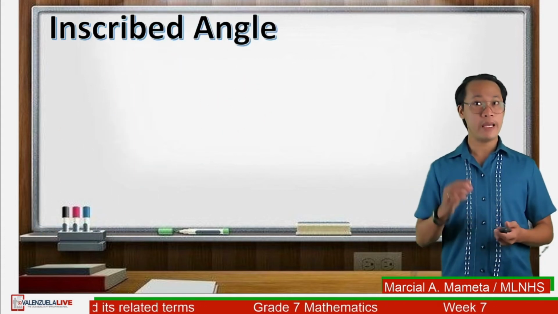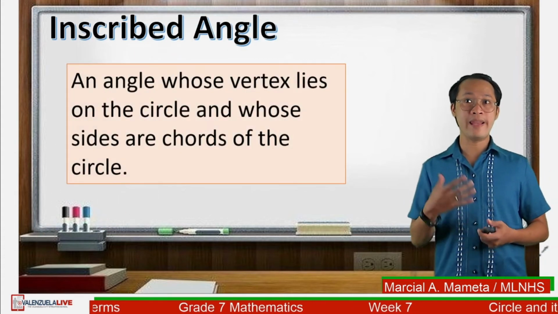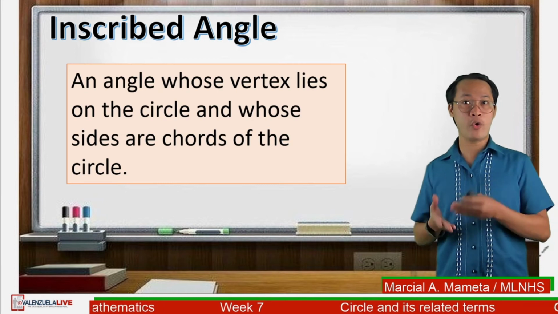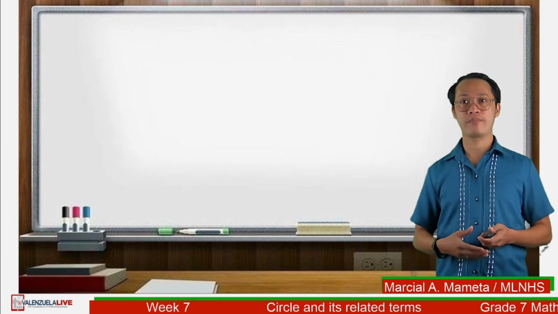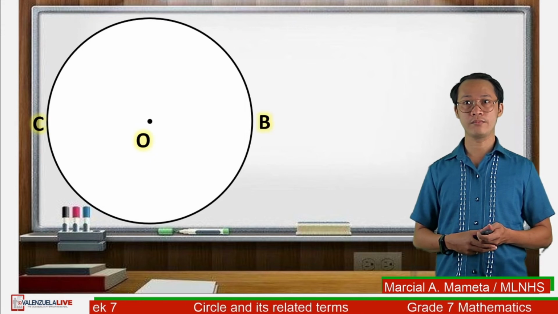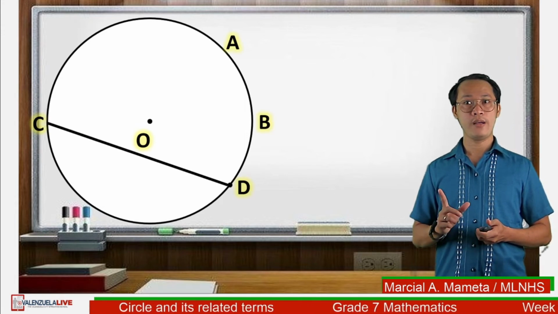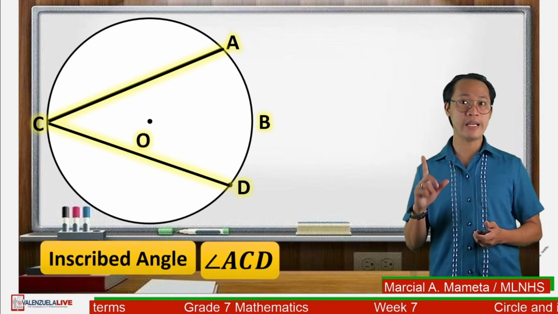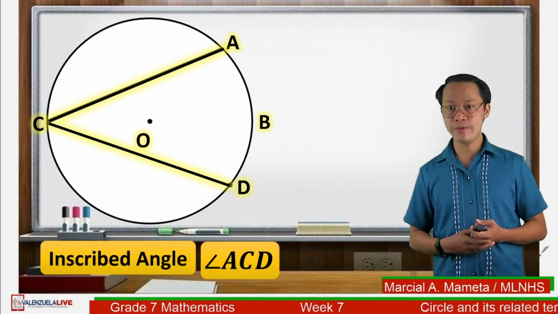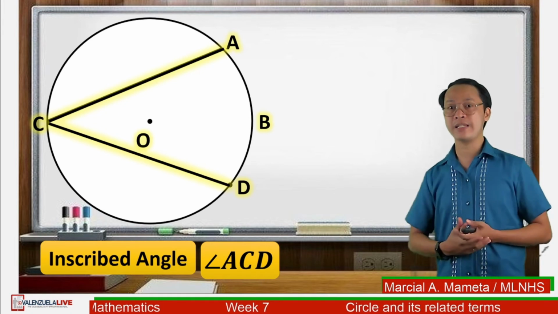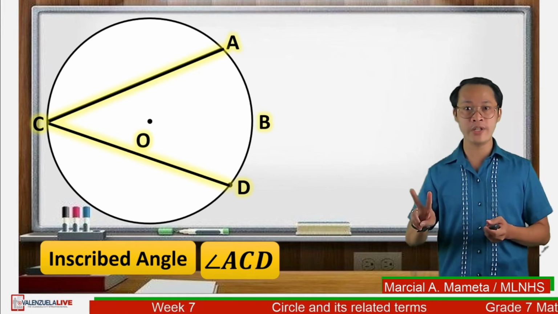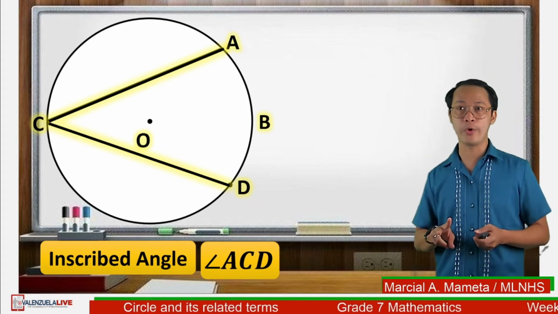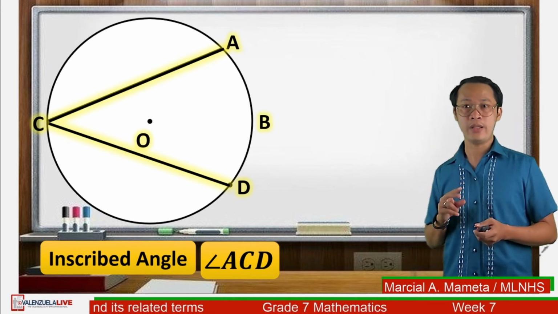On the other hand, an inscribed angle is an angle whose vertex lies on the circle, whose sides are chords of the circle. Angle ACD is an example of an inscribed angle. As we observe, the sides of angle ACD are a combination of two chords, line AC and line DC.